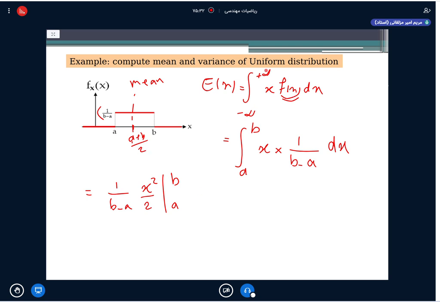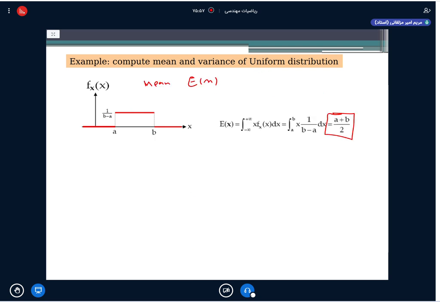So without computing this integral, we can guess that the mean is equal to this value, (a plus b) divided by 2, because the PDF is symmetric around this value. From the properties of the expectation, we know that this symmetric point, (a plus b) divided by 2, is our mean. Anyway, you can also compute this integral and obtain the mean as you can see here.